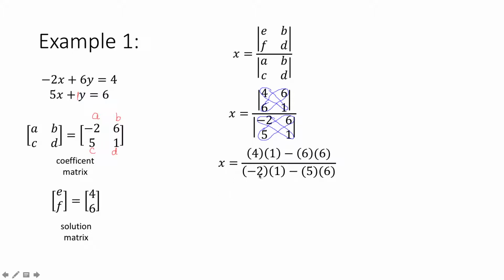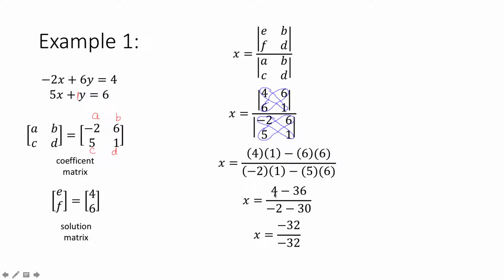All right, so now I can simplify. 4 times 1 is 4. 6 times 6 is 36. My sign drops down in the middle. Then do the same thing on the bottom. -2 times 1 is -2. 5 times 6 is 30. My sign drops down in the middle. Then I will simplify some more.